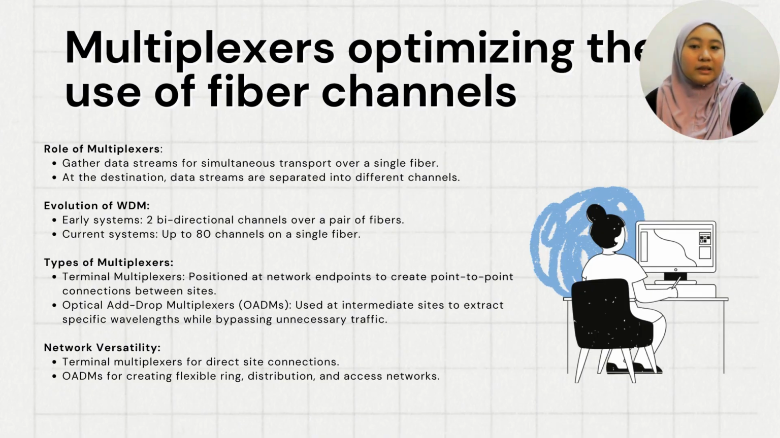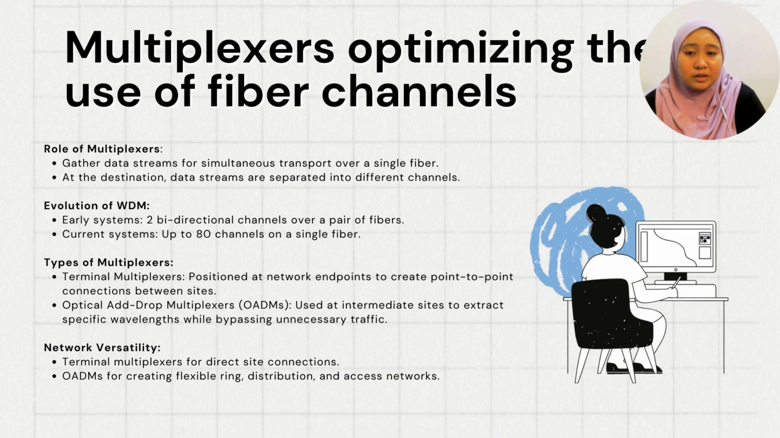Multiplexers optimize the use of fiber channels. The role of multiplexers is to gather data streams for simultaneous transport over a single fiber. At the end destination, the data streams are separated into different channels. Then, the evolution of WDM: early systems used two bidirectional channels over a pair of fibers, while current systems carry up to 80 channels on a single fiber.